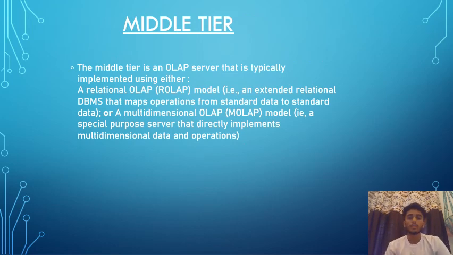Let's come to the middle tier. The middle tier consists of OLAP servers. In the middle tier, you can observe that all the OLAP servers are present. There is a relational OLAP (ROLAP) model, an extended relational database management system that maps operations on multi-dimensional data to standard relational operations, or a multi-dimensional OLAP model, a special-purpose server that directly implements multi-dimensional data and operations.